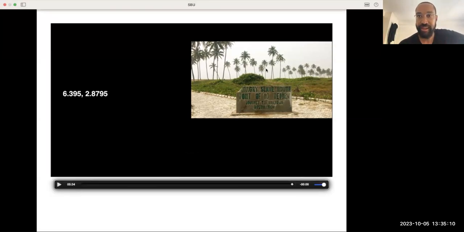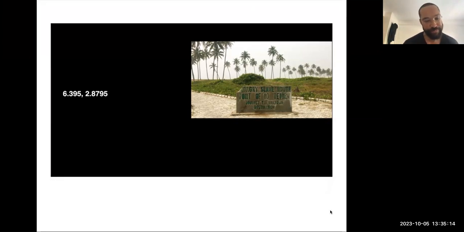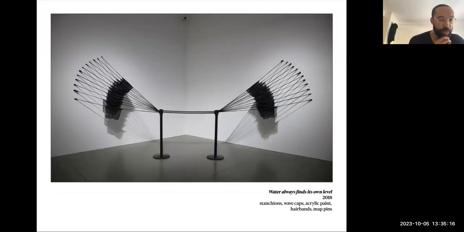That's me. That's kind of tentatively singing on there. That work was also shown in tandem with this sculpture called Water Always Finds Its Own Level. It mirrored the orientation of the film. It's primarily constructed out of crowd control stanchions and do-rags, or wave caps, as we always called them back home.